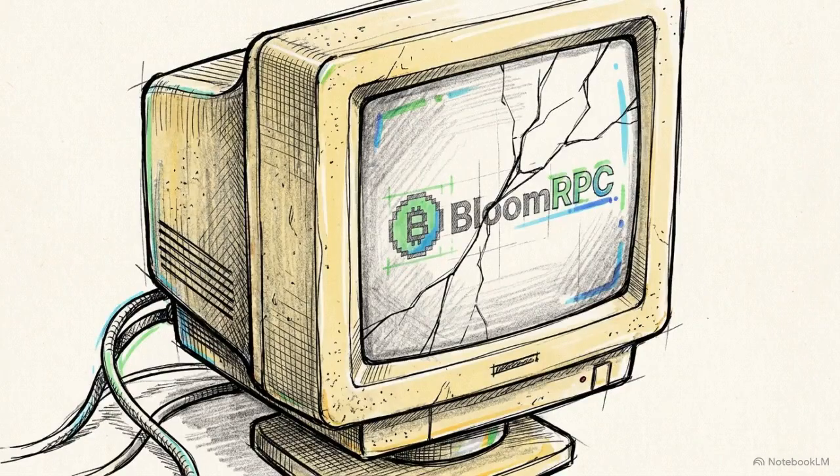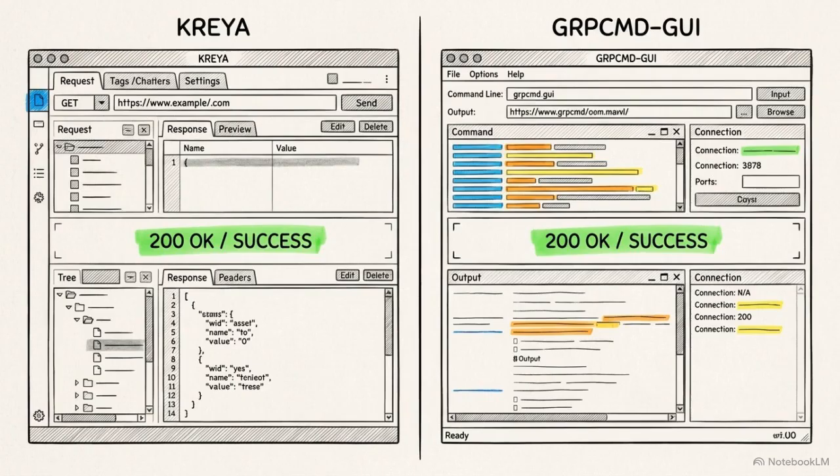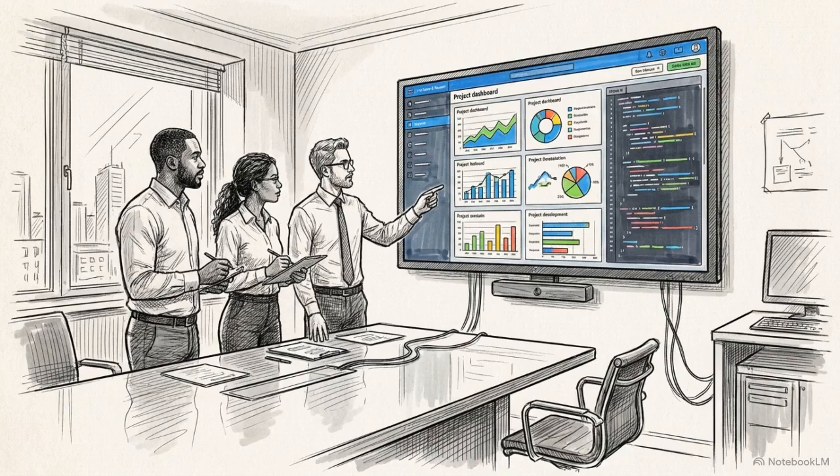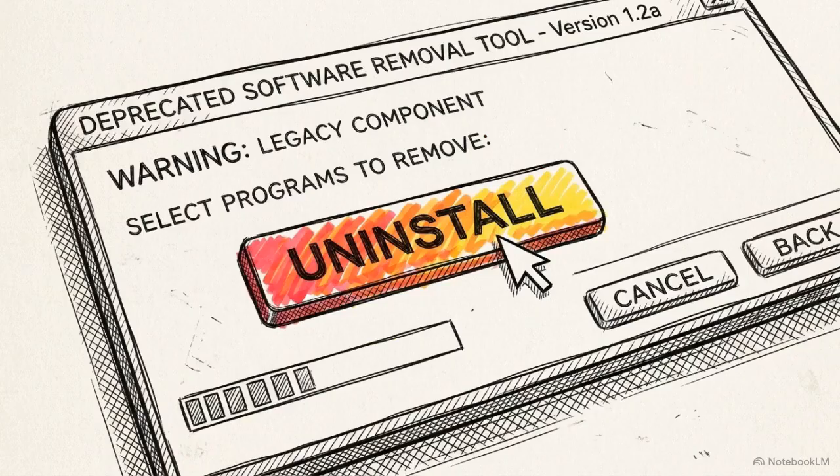Do not hold on to deprecated tools like BloomRPC merely because the interface is familiar. That results in wasting hours fighting SSL connection errors instead of actually building features. If you are testing solo, download Kreya or gRPCMD-GUI today for immediate local debugging. If you need to coordinate multiple engineers, adopt Insomnia to align your team on a single source of truth. If you are preparing for high traffic, invest in PFLB or K6 to guarantee your servers won't melt under production loads. The gRPC ecosystem has evolved completely past single tool dominance.